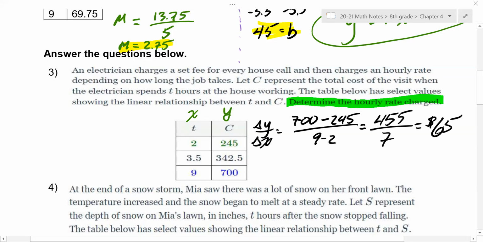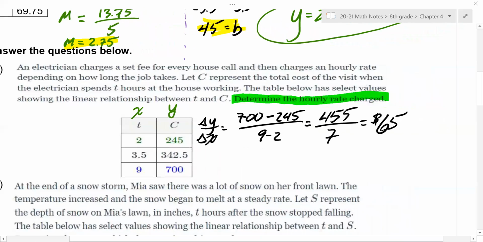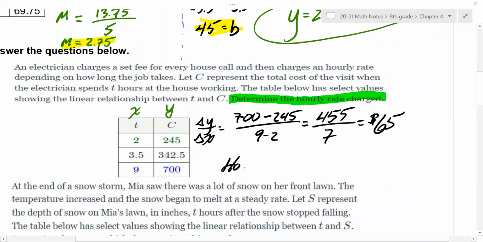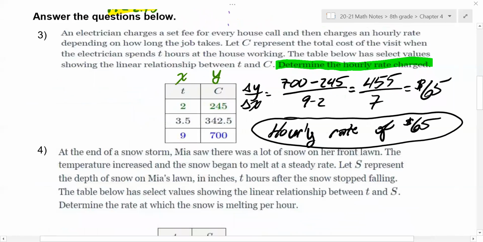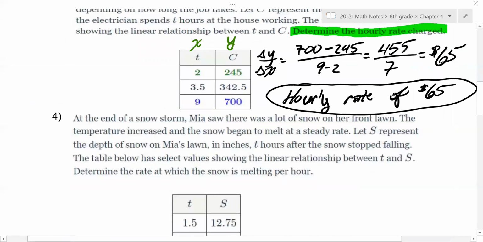And if you look at the notes that I had posted in the notes thing, I use a different set of points to find slope, and it still comes out to be $65 as the hourly rate. The hourly rate of $65. So whenever they're talking like an hourly or a daily rate or something like that, you're looking for the slope.